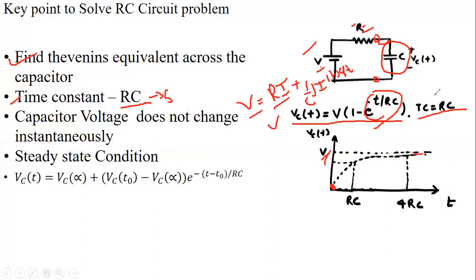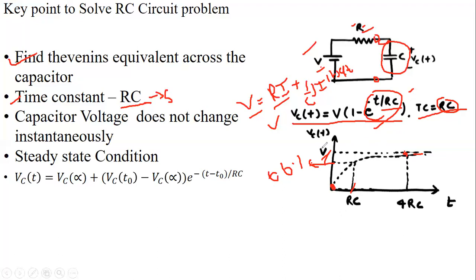At time t equal to RC, the voltage reaches 66% of its maximum value, because e to the power minus 1, and 1 minus e to the power minus 1 is approximately equal to 0.66. So it is charged up to 66%. And at 4 RC, that is t equal to 4 RC, this is e to the power minus 4, which is approximately equal to 0.01.